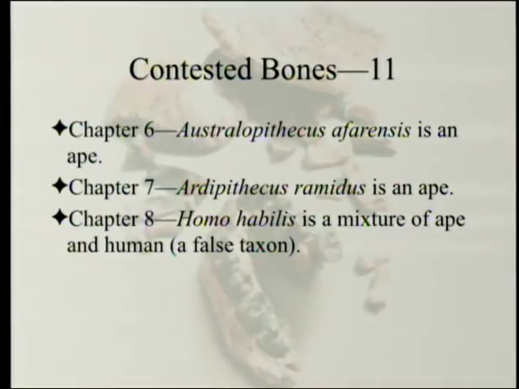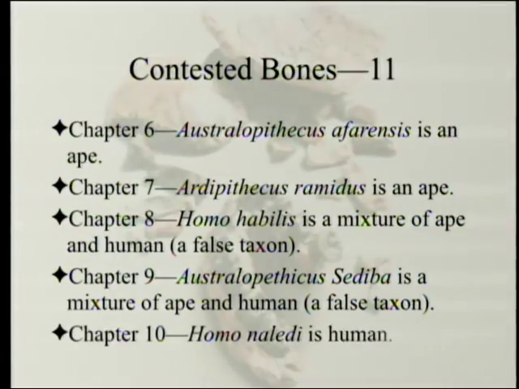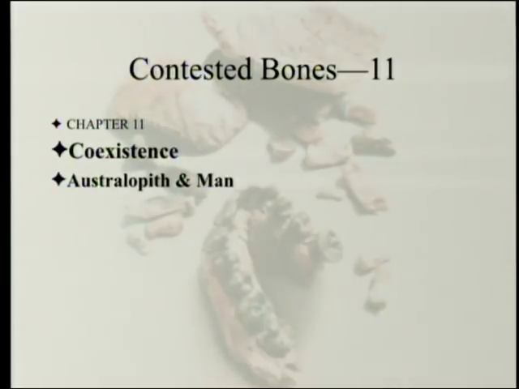Chapter 8 notes that Homo habilis is actually a mixture of ape and human bones, what you could call a false taxon. Chapter 9 notes that Australopithecus sediba is also a mixture of ape and human bones. Chapter 10 notes that Homo naledi is actually essentially human as the hobbit. And now we're on chapter 11, which is Coexistence, Australopithecus and Man.